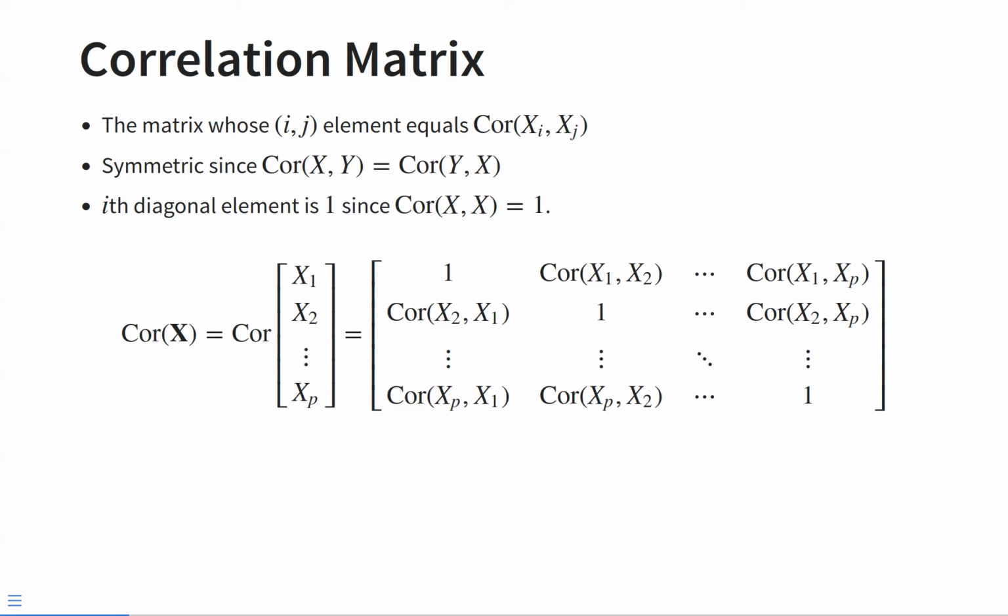The correlation matrix is closely related to the covariance matrix. This is the matrix whose ijth element is equal to the correlation between xi and xj. This is likewise a symmetric matrix because correlation also doesn't care about the order in which x and y appear. But its ith diagonal element is 1, and that's because the correlation of anything with itself is 1.